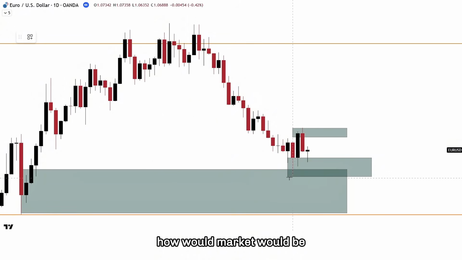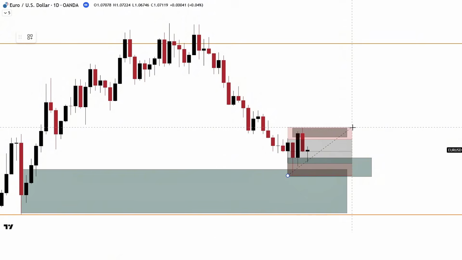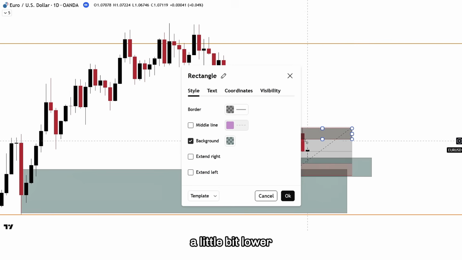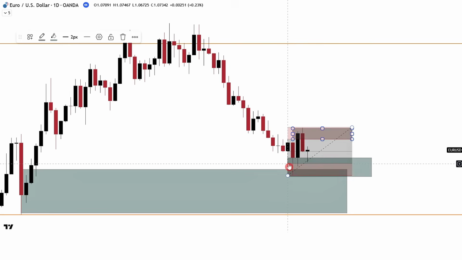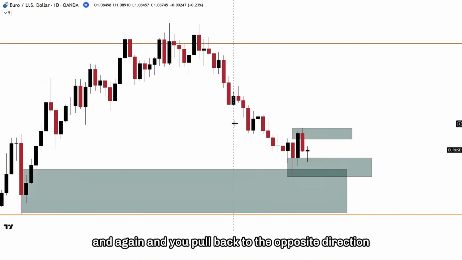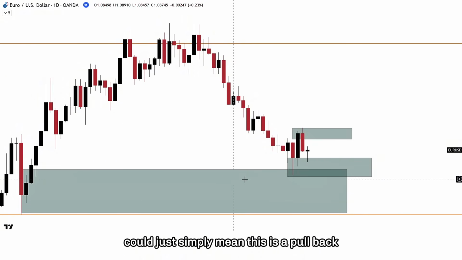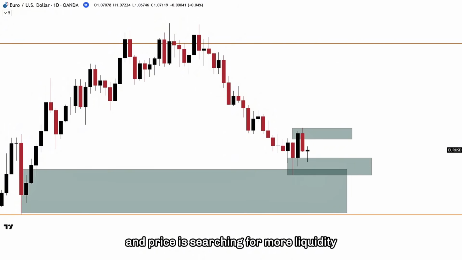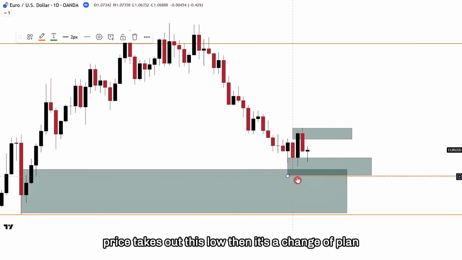So again, how I would mark it would be a little bit lower. This is where you have your high probability bias. And again, any pullback in the opposite direction could simply mean this is a pullback and price is searching for more liquidity, as long as price doesn't take out this low. If price takes out this low, then it's a change of plan.